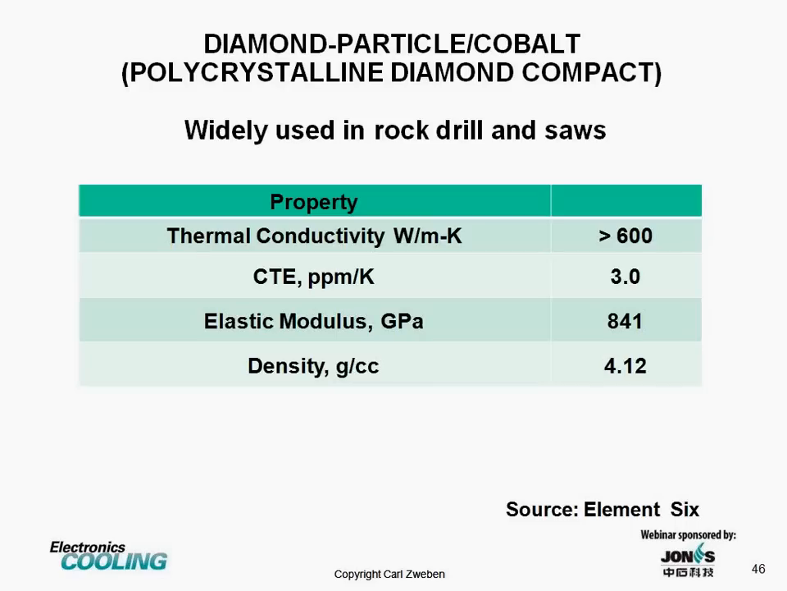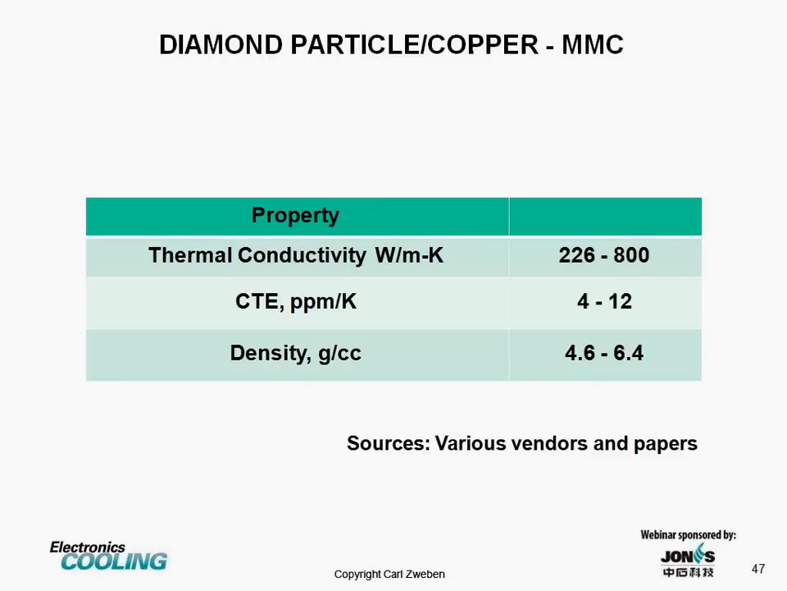Notice the thermal conductivity is quite high, over 600 watts per meter Kelvin. Low CTE, extremely high elastic modulus, over 10 times that of aluminum, and low density compared to copper. So the point here is that diamond particle reinforced metals, in this case cobalt, are widely used commercial materials. And my argument is that if these materials can be cost effective in something as prosaic as drilling rocks, they certainly merit consideration in at least high-end thermal management applications.